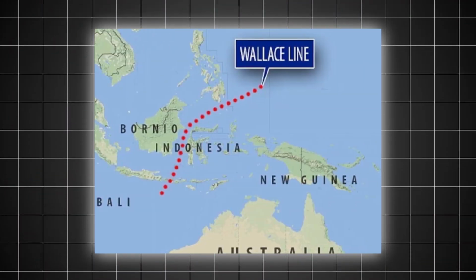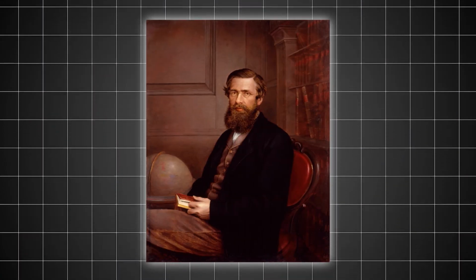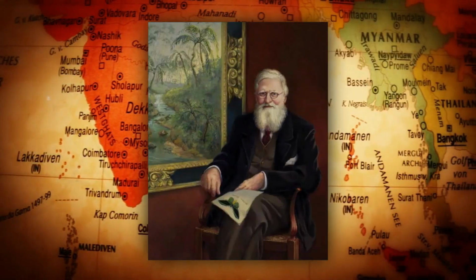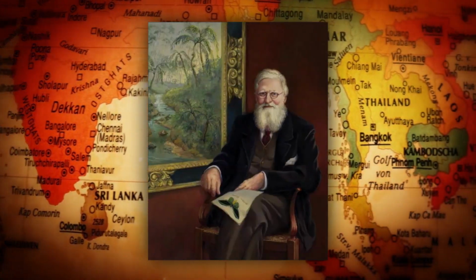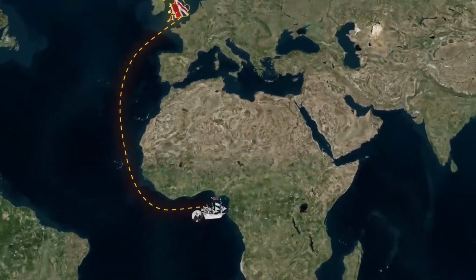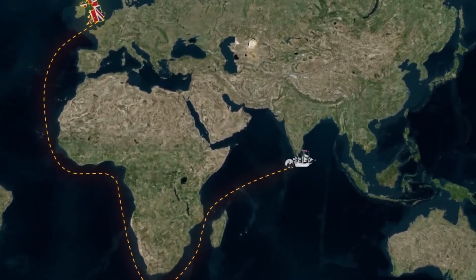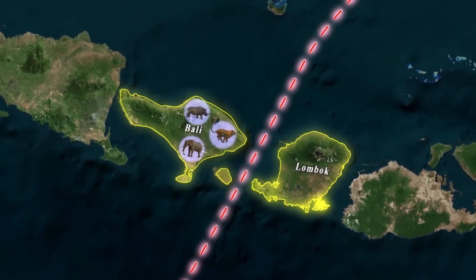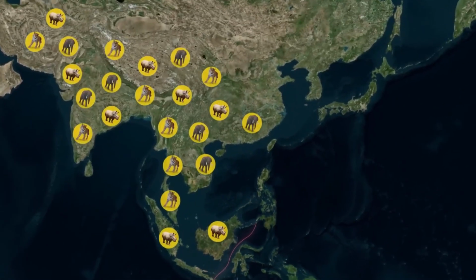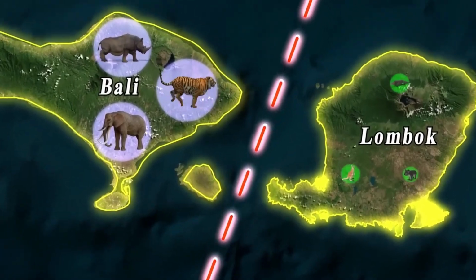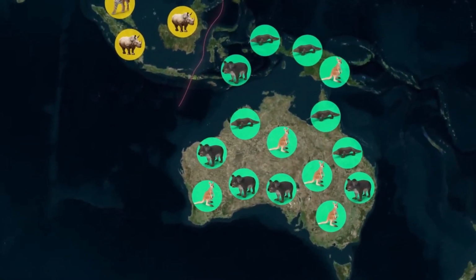The Wallace Line was named after Alfred Russel Wallace, a British naturalist and explorer. In the mid-19th century, Wallace set out on expeditions across Southeast Asia, studying plants, animals, and their distribution. During his travels, Wallace noticed something peculiar. The species that he found on the islands west of the line, like Borneo and Bali, resembled those on mainland Asia. But as he moved eastward to islands like Sulawesi and Lombok, he encountered species that were more similar to those found in Australia and New Guinea.